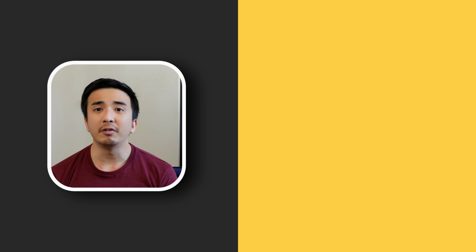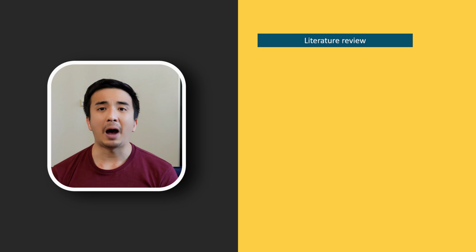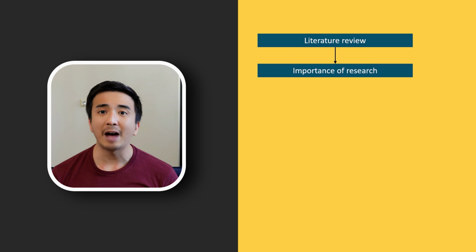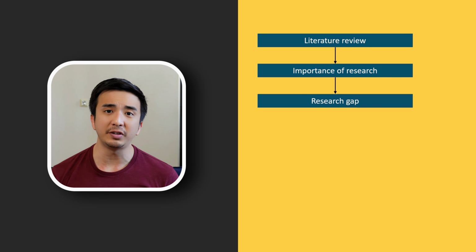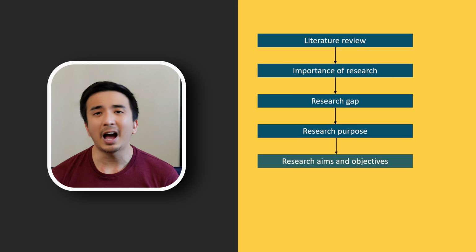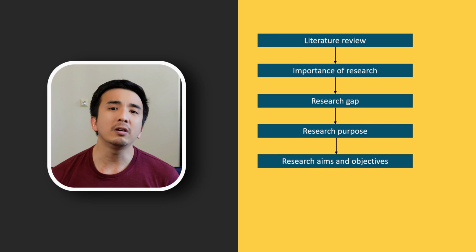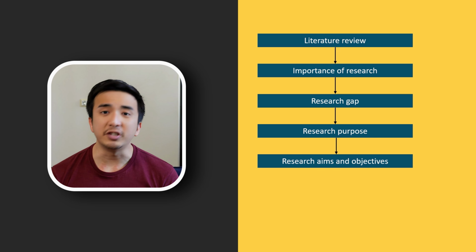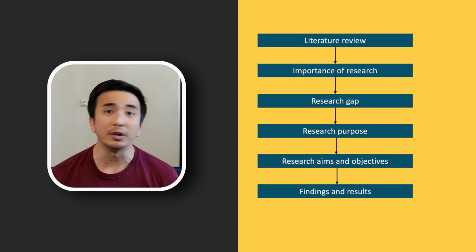So let's get started. When you started your research, you began with a review of the literature. You possibly mentioned how important it was, the research gap, why you wanted to do this piece of research, what you wanted to achieve, and how you're going to achieve all of that. Now, you did your research. You have your research findings and your readers have already seen what you have found.